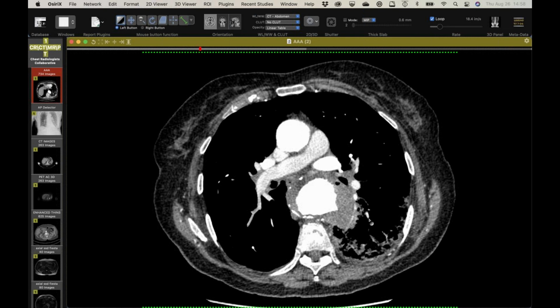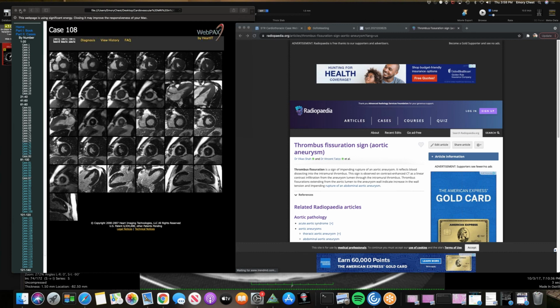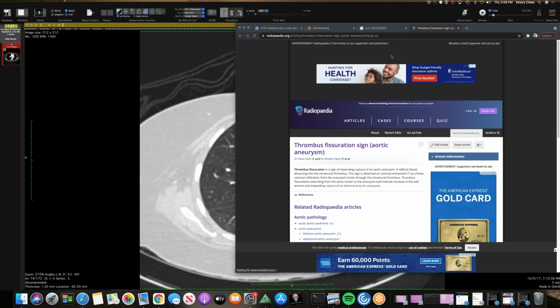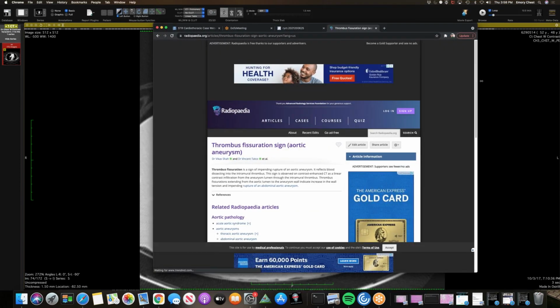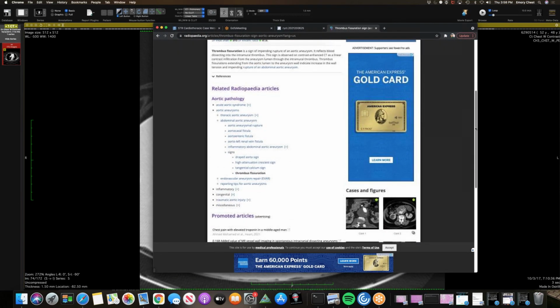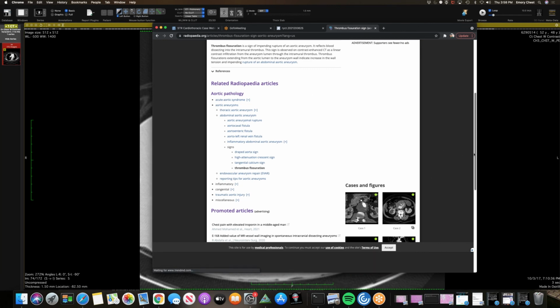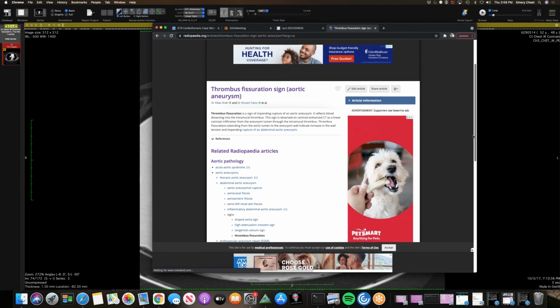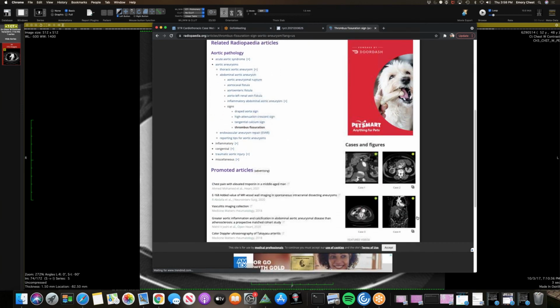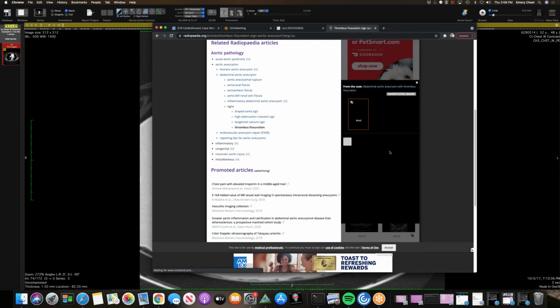Can I share something real quick, a sign related to that I recently learned about? Absolutely. Let me see what I got to do. I think I hit that and then make you the presenter. Okay. So I recently learned about this sign from one of my colleagues. One of our new attendings who trained at Mallinckrodt told me about this sign, the thrombus fissuration sign.